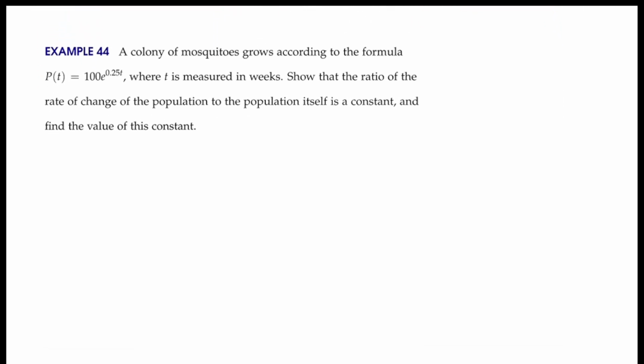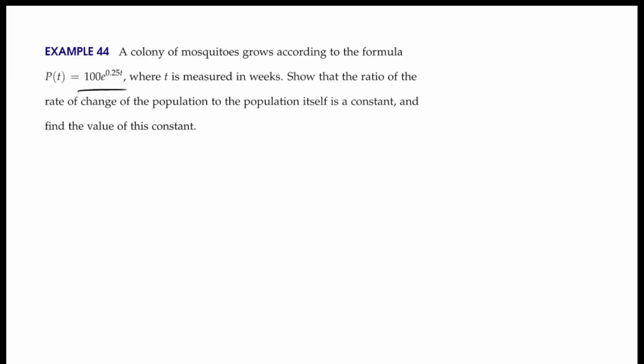So let's talk about a colony of mosquitoes. We have this colony of mosquitoes. It's growing according to the formula 100e to the 0.25t. This is probably too small. I actually don't have any real idea how fast a colony of mosquitoes grows. So I was pretty conservative with this function. We're starting with 100 mosquitoes, and t is measured in weeks.